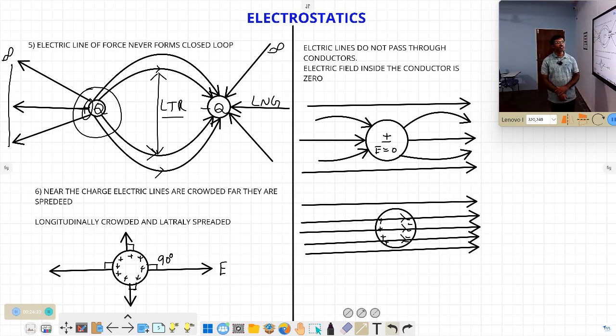Next important point: electric lines of force do not pass through a conductor, and the electric field inside a conductor is zero. I have taken a conducting sphere kept in an electric field of intensity E. This is the way the lines of force will appear. The electric field intensity inside will be 0. That means we do not find any electric field inside, because in a conductor, however many positive charges there are, the electrons are the same in number. So it acts like a neutral body. That's why the electric field intensity will be 0. This is in the case of conductors. Now, in the case of non-conductors.